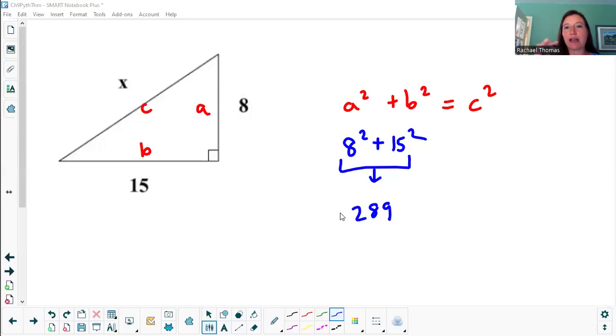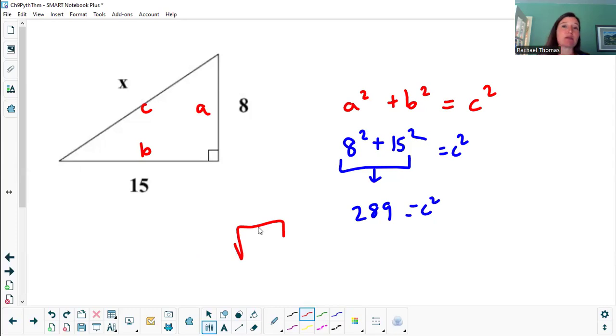So now that we know that a squared plus b squared equals 289, and that also equals c squared, I can find c by just taking the square root. I have to unsquare. If c squared equals 289, now I'm asking the question, like reverse engineering: what number times itself equals 289? To answer that question, I don't divide by 2, I don't subtract anything, I take the square root.